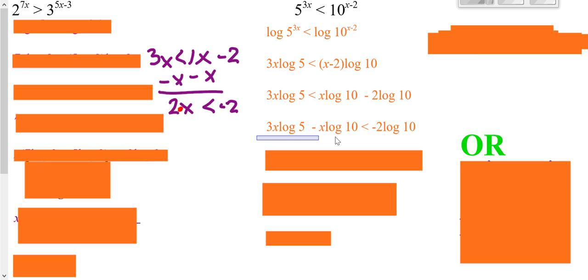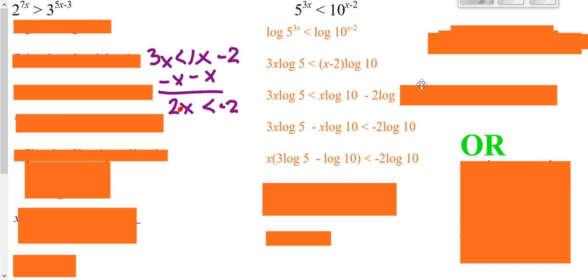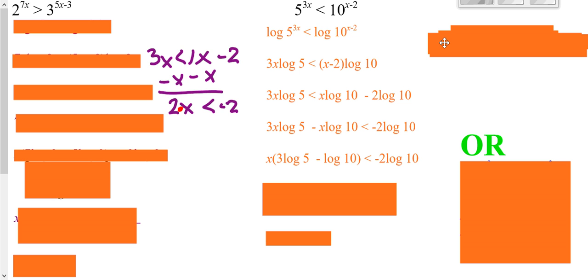Now, these are not like terms because one of them is an x with a log 5 and the other is an x with a log 10. We know if we could write it as something times x, we could easily go ahead and solve it. Well, here, x is your common factor, so we're going to factor out an x. And then in parentheses, we can leave what would be left if we pull out our x.